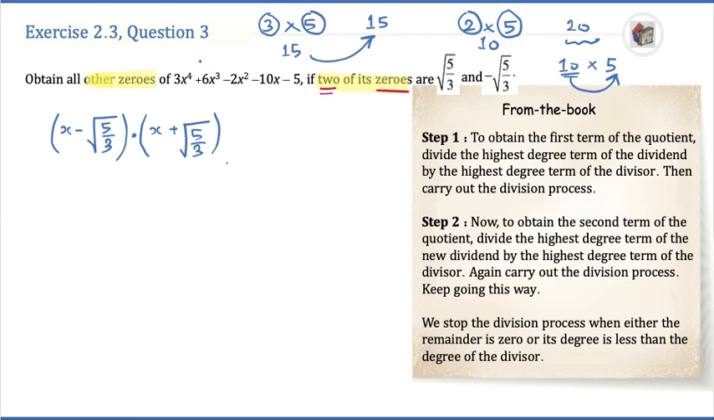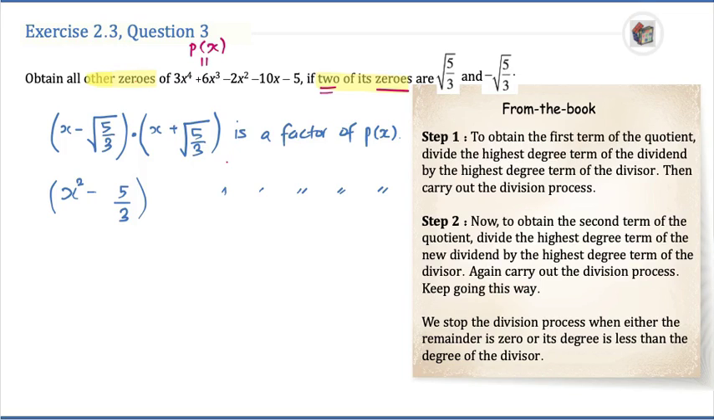Let me just give this a name so we don't have to keep saying it. Let's call this p of x. Then what I'm really saying is that this product is a factor of p of x. Now, if I multiply these two brackets to actually see what this is, it's going to be x squared minus 5 by 3. Really, I'm just using the identity a minus b times a plus b is a squared minus b squared. So this whole thing is a factor of p of x.